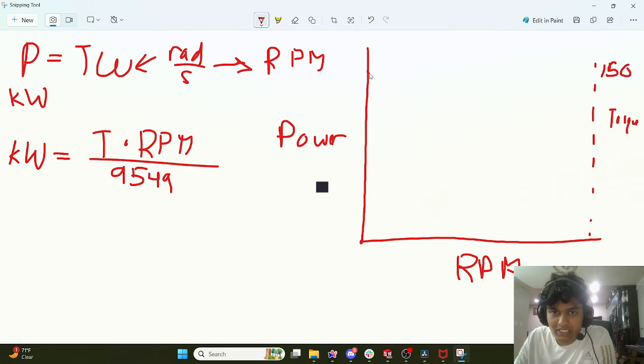So you're going to start over here, right? And your torque stays pretty stationary. As your RPM increases, your torque stays constant. What is kilowatt going to do? It's going to increase linearly. So you're going to have this increase linearly, right?